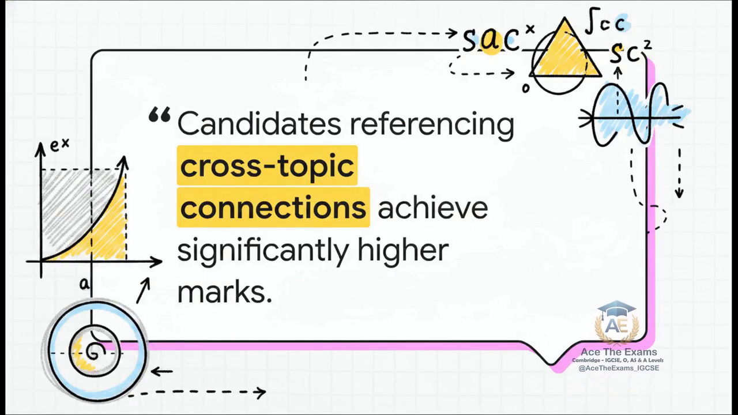Look at this telemetry data coming directly from the principal examiner reports. Candidates referencing cross-topic connections achieve significantly higher marks. This is exactly how we clear orbit. Treating e to the x and ln x in total isolation is a fatal error. When the exam throws a complex trigonometric equation at you that suddenly simplifies into a natural log, or asks you to integrate an exponential function nested inside a calculus problem, that is the examiner testing the integrity of your entire flight system. You have to integrate these functions with other syllabus areas. Connect the dots. That is the maneuver that separates the standard pilots from the elite candidates.